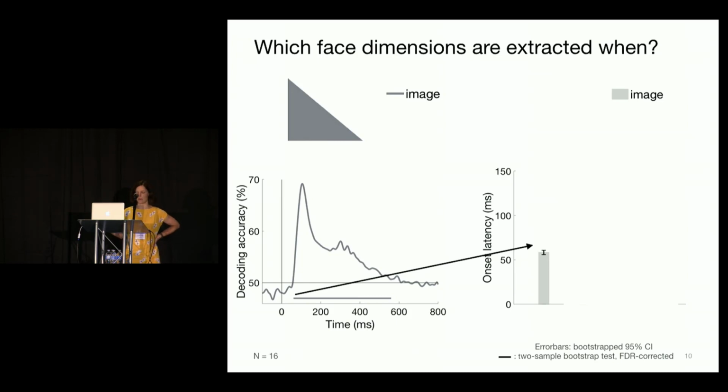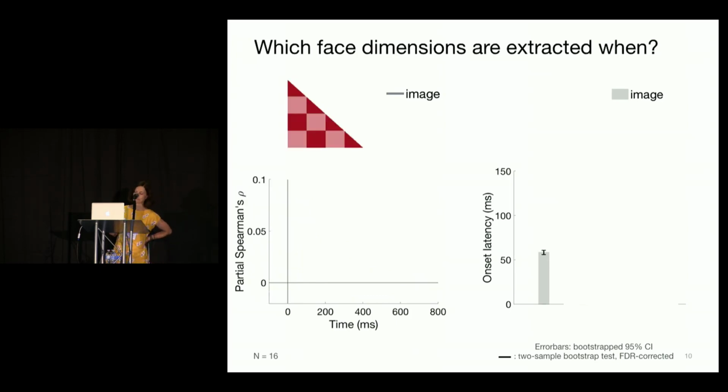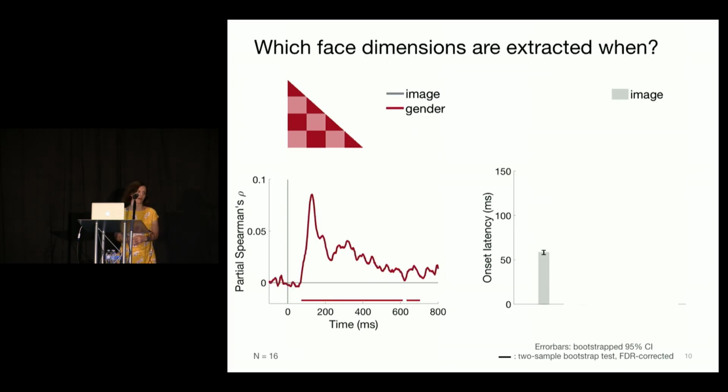So how do our models now perform? What we do is we correlate the gender model with our MEG RDMs, partial out all the other models, partial out the low-level stimulus features, and now instead of decoding accuracy on the y-axis, you'll actually see the partial Spearman correlation. And we actually find that the gender model correlates with our MEG RDMs. So we find that there is gender information in the MEG data, and we can now again extract the onset of that correlation, and what we find is that it starts around 75 milliseconds, and it's significantly later than the image decoding that we've shown before.